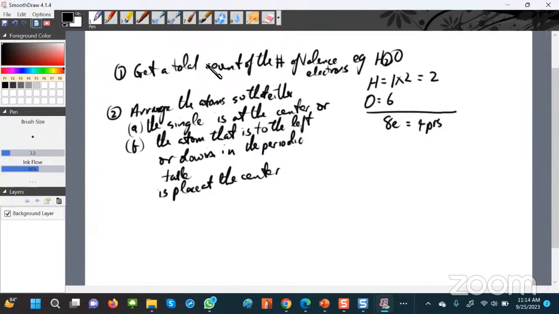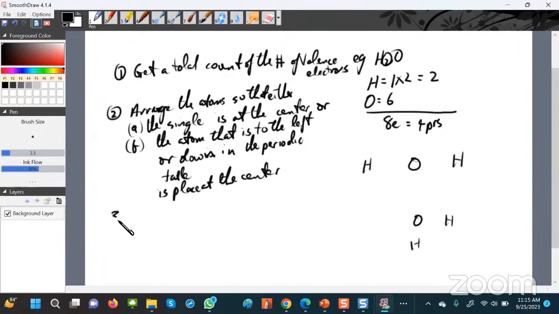So what we're saying is that after we have counted up the total number of valence electrons, you decide which atom will be in the middle. Now, if there's a single atom, as in the case of oxygen, right, then that oxygen will be in the middle. On the other hand, if there is not a single atom, then basically the atom which is further down and to the left of the other atom in the periodic table will be the one that's placed in the center. So in this particular case, we put the oxygen in the middle and we surround it with the hydrogens, right? And when you draw the Lewis structure, we're not concerned about the spatial arrangement. So I could have done this, and that's just as correct. All right. So I'm just going to stick to this here.